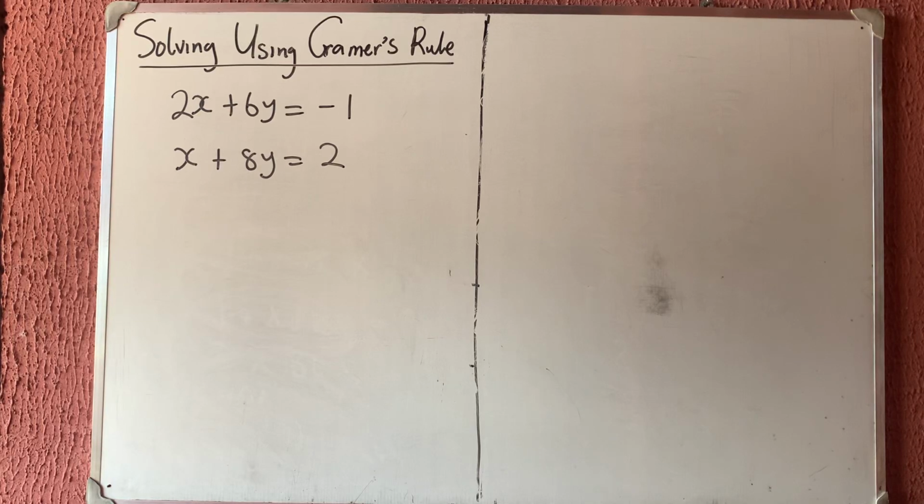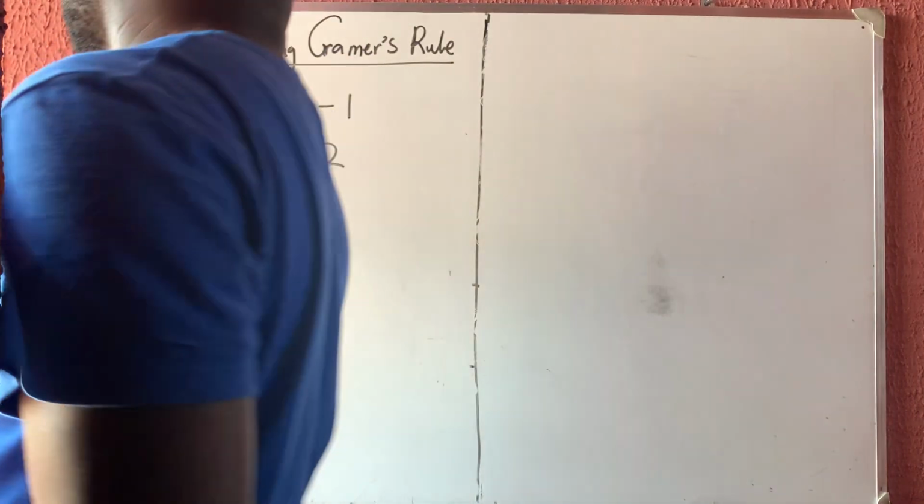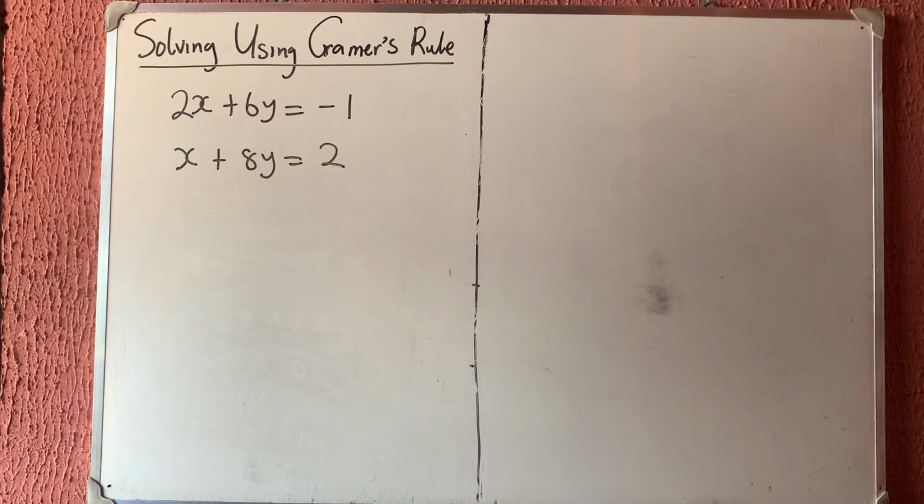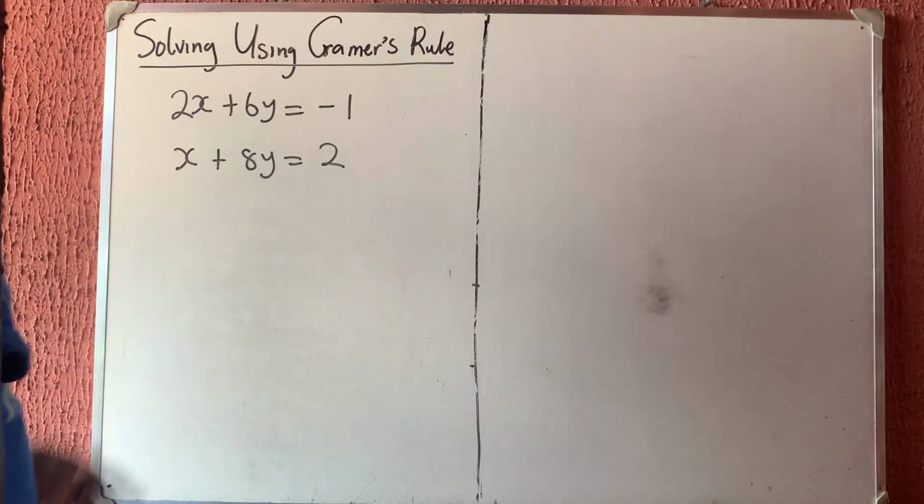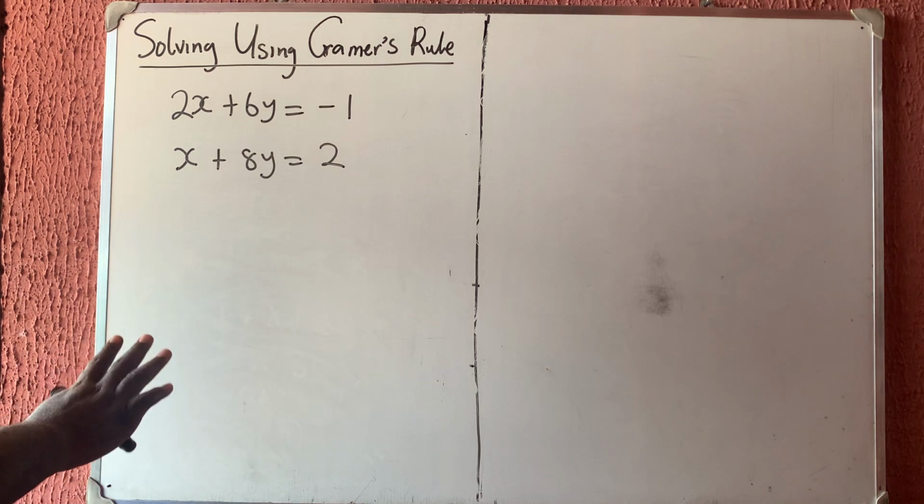Okay, let us quickly solve this simultaneous linear equation using Cramer's rule. Normally we can use the elimination method or the substitution method to solve this, but let me teach you how to use Cramer's rule to get your answer immediately.